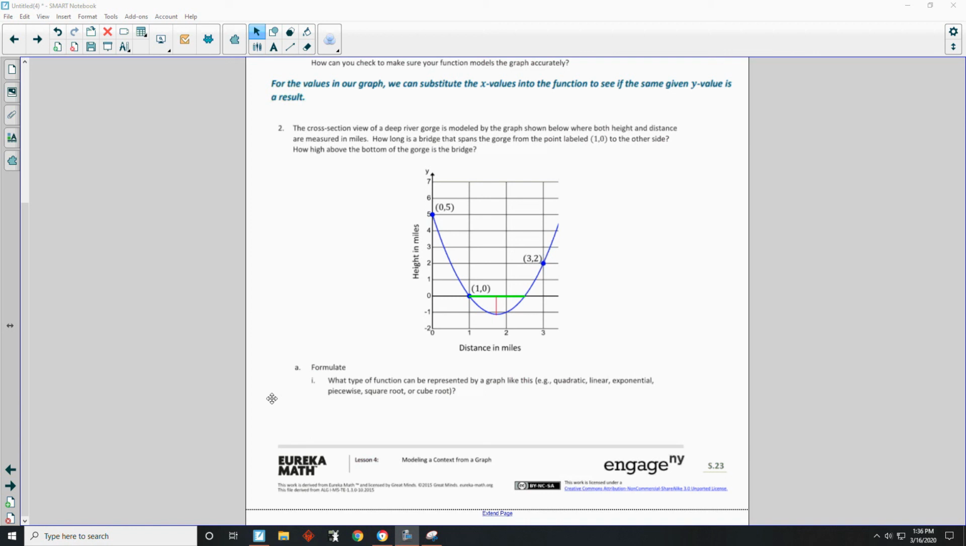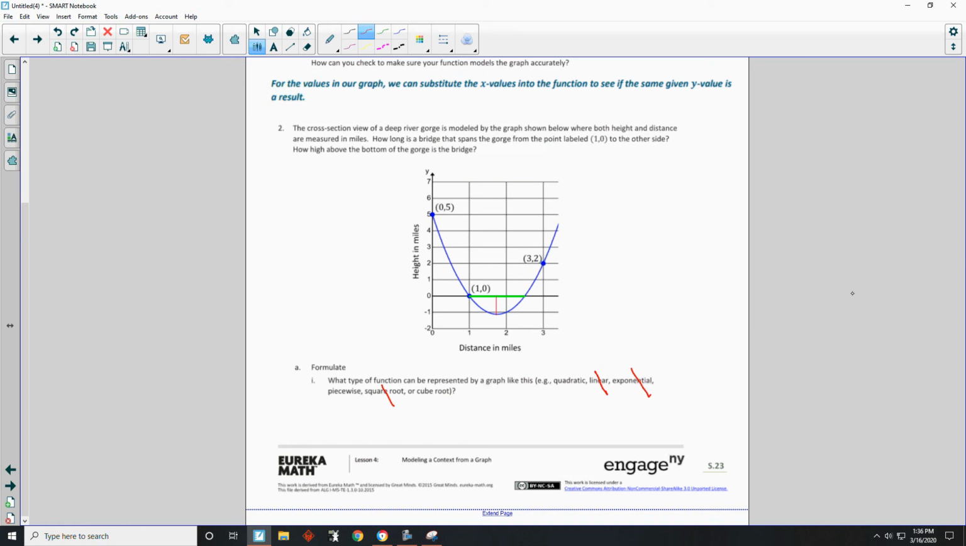Okay, so it says, what type of function can be represented by a graph like this? Looking at this, obviously it is not linear, so I'm going to cross linear out. It is not exponential. Exponential would look like this, going up forever, or down exponential would go like that. So it's not exponential. Piecewise, well, it could be piecewise if these are different on either side. It's not a square root function because square root functions would be rotated 90 degrees. And a cube root function? Would it be a cube root function?